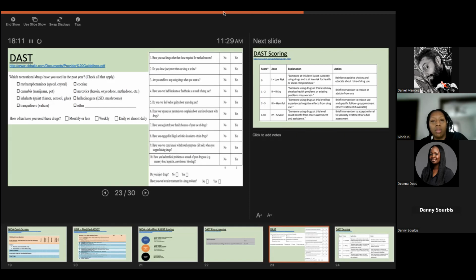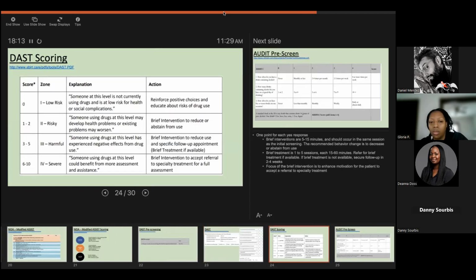And then there's the DAST scoring. It's 1 point for each yes response, and then it shows the different scores and the different risks. So if you're 0, you're low risk. If you're 1 to 2, you're risky. 3 to 5, you're harmful. And 6 to 10, you're severe.